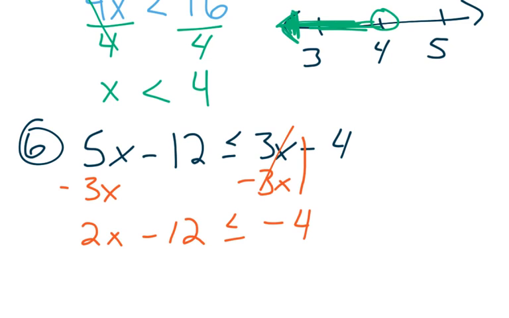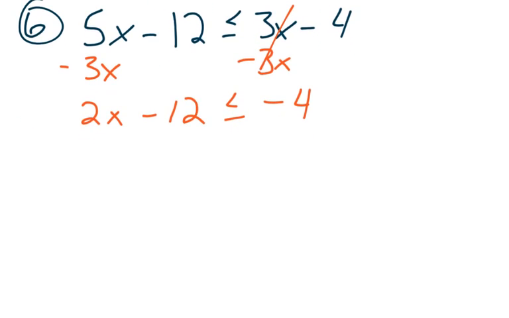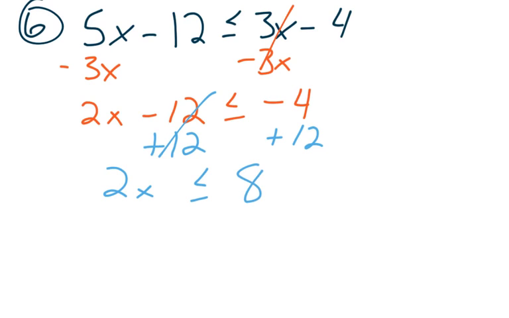Next step, whoops, it's supposed to be two fingers moving the screen. Next step is to get the 12 to the other side. I'm going to do that by adding. So 2x, the 12s go away, still less than or equal to negative 4 plus 12. If I owe $4 and I give somebody 12, that means I should get $8 in change. So I've got 2x is less than or equal to 8.